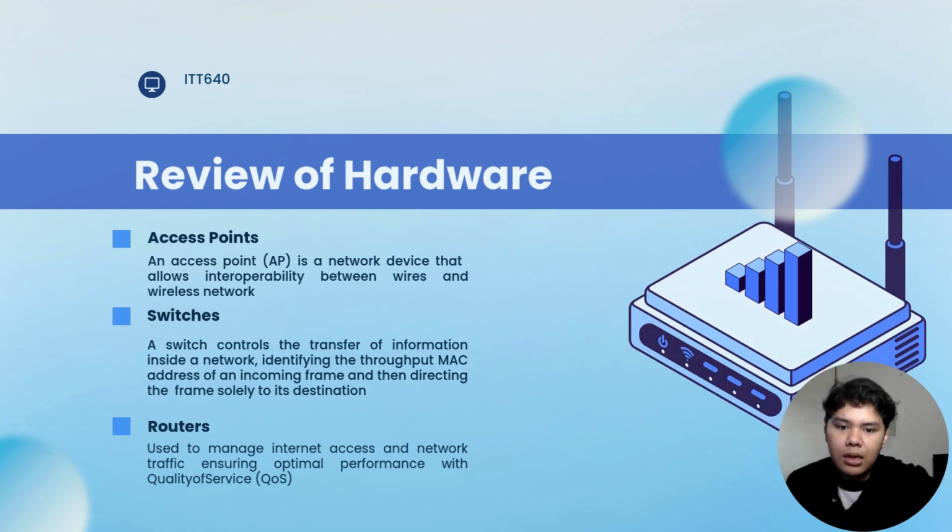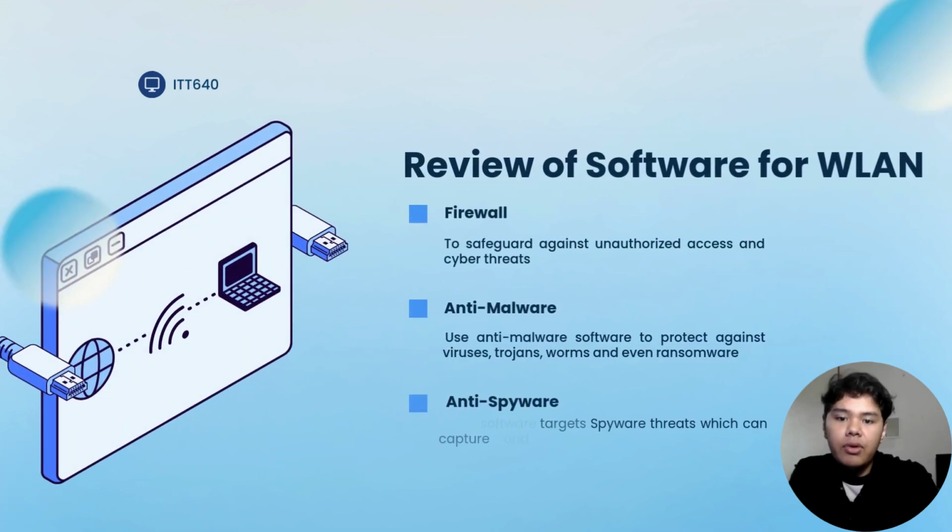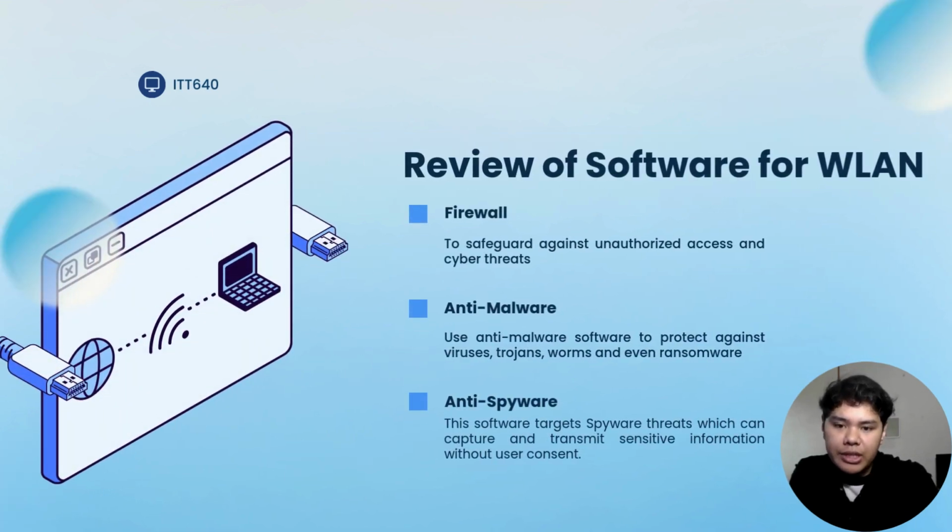In the review of software for the WLAN, we have three things. The first one is the firewall, which is to safeguard against unauthorized access and cyber threats. Then we have anti-malware. We use anti-malware software to protect against viruses, trojans, worms, and ransomware. And then we have anti-spyware. The software targets spyware threats, which can capture and transmit sensitive information without the user's consent.